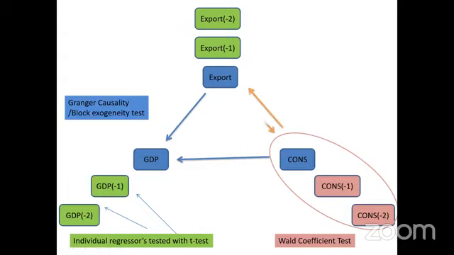And export, is it a two-way relationship or not? That will be tested with pairwise Granger causality test. So many causalities we will have to test. Is it clear? Because we are in the VAR model. I hope things are clear. You can take the screenshot of it. This is not downloaded from any book or from any YouTube video.